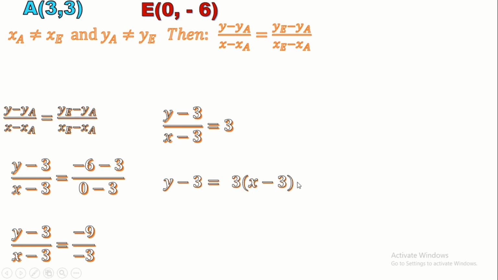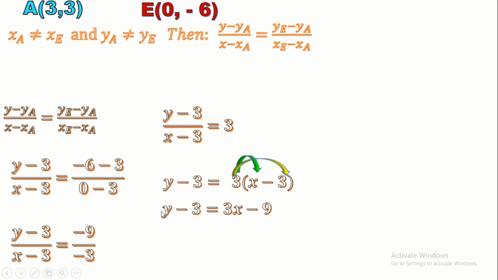Why do we put parentheses? 3 should be multiplied by x and by minus 3, not only by x. So we should put x minus 3, we have two terms, we put them between parentheses to multiply both of them by 3. Now we just expand: 3 times x, 3x, and 3 times 3 is 9, so y minus 3 equals 3x minus 9.